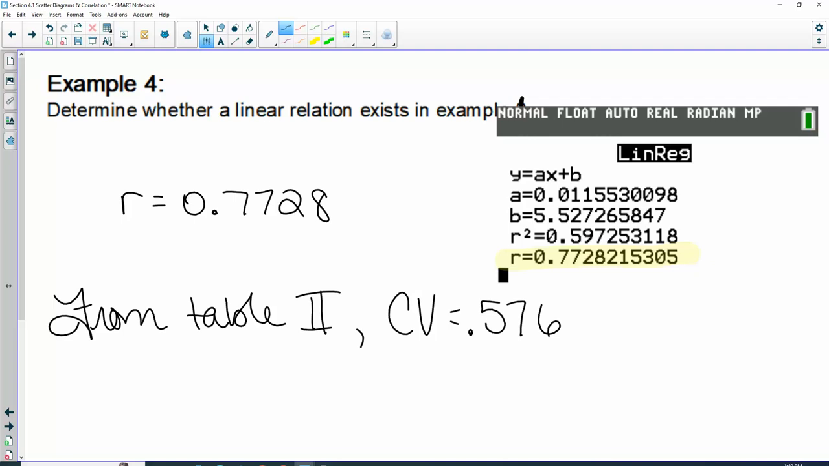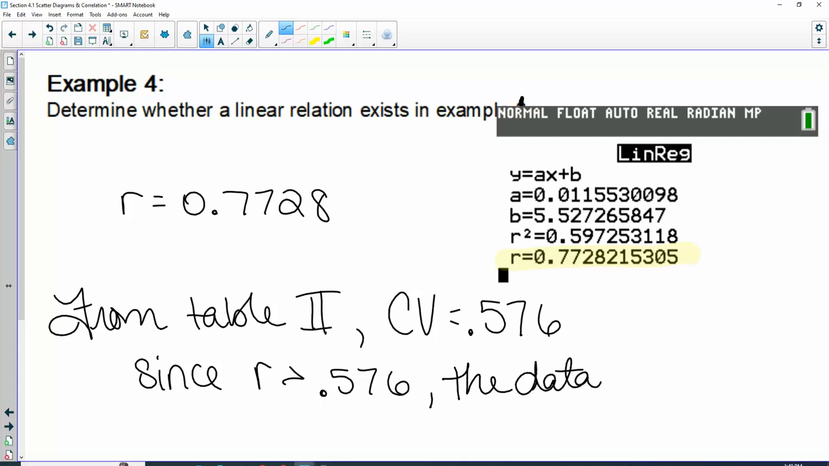So is our value linear? Yes. So from table 2, that's a critical value. Since R is bigger than 0.576, the data is linear. Sometimes we're just pretty confident, but if I needed a number to justify it, you compare it to that table. It'd be great if just greater than.